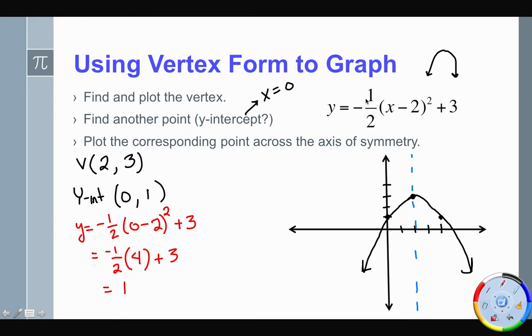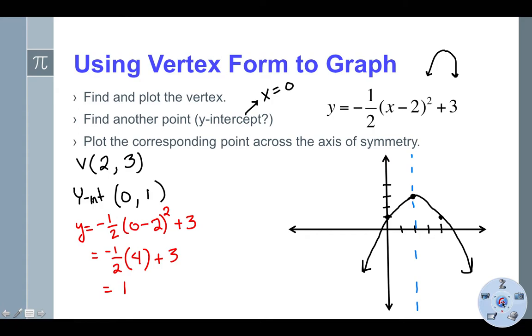And there's our parabola. That is the function -1/2 (x minus 2) squared plus 3 from vertex form: finding the vertex, finding another point, and then plotting the corresponding point across the axis of symmetry. All right, let's keep moving forward here.